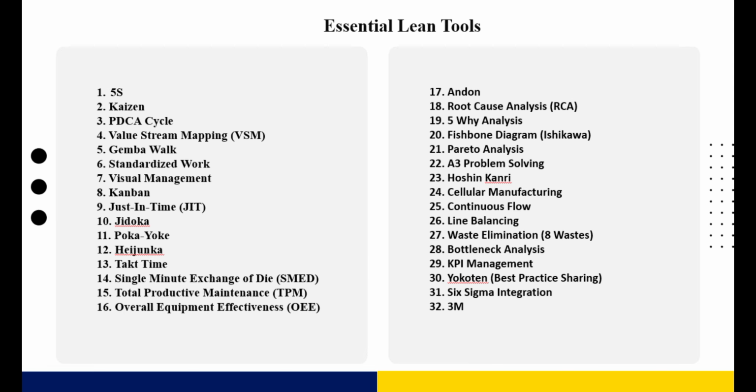analysis, A3 problem solving, Hoshin Kanri, cellular manufacturing, continuous flow, line balancing, waste elimination which includes 8 wastes, bottleneck analysis, KPI management, Yokoten, which means best practice sharing, 6 Sigma integration, and 3M.